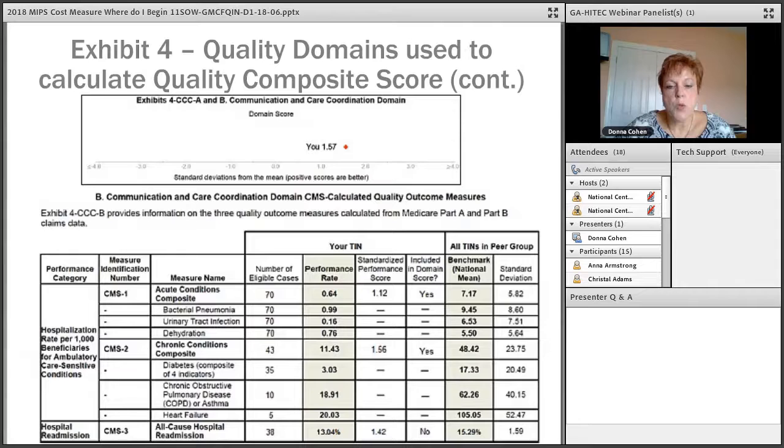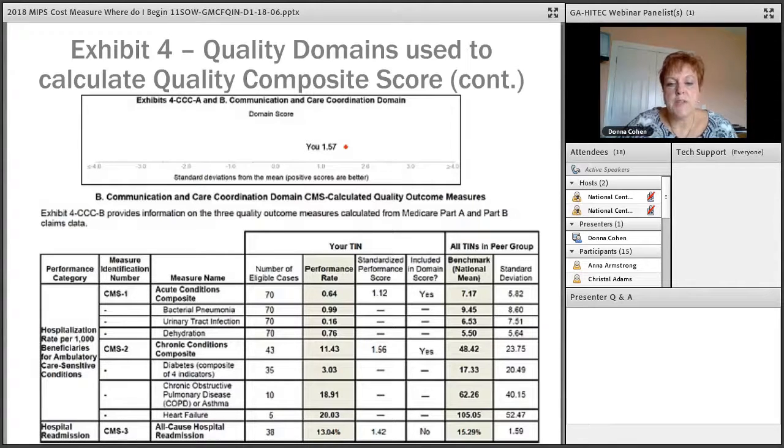So this particular TIN did really well in that area. And then the second measure is those chronic conditions. So how well are you managing these patients from an outpatient perspective? Again, you see the performance rate along with the benchmark for each of these chronic condition composite scores. And then last but not least is that all-cause hospital readmission rate. So patients that were admitted within 30 days of discharge, and again, the performance rate against the benchmark.